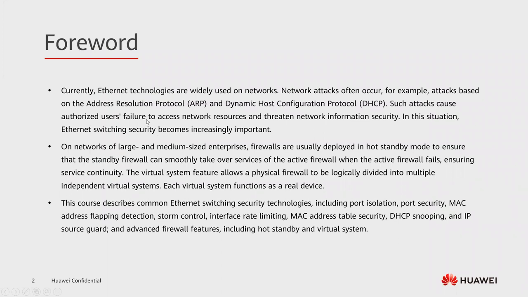We should know that as network technicians or web users, you can see networks everywhere, but network attacks often occur. For example, attacks based on ARP and DHCP. By using ARP attacks and DHCP attacks, we can do a man-in-the-middle attack. Such attacks cause authorized users to fail to access network resources and threaten network information security. So in these situations, internet switching security becomes increasingly important.